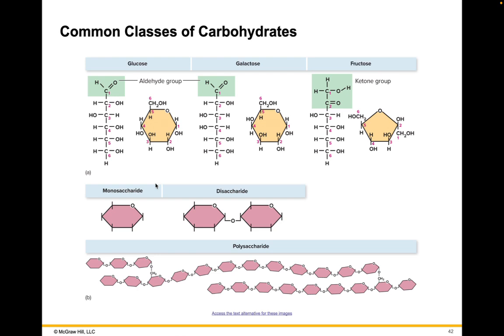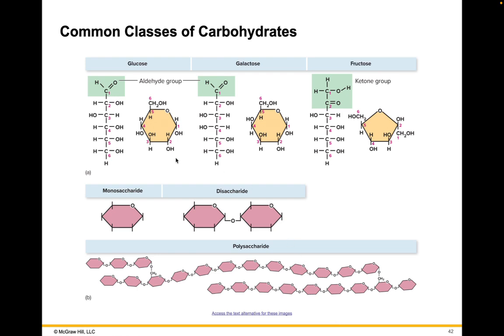This is an easier way to draw this exact same thing. So where are the carbons? 1, 2, 3, 4, 5, and this will be a 6 carbon molecule because of these lines. And then when you add these together, you have a disaccharide. So monosaccharide, disaccharide, and when you add many together, you end up with a polysaccharide.